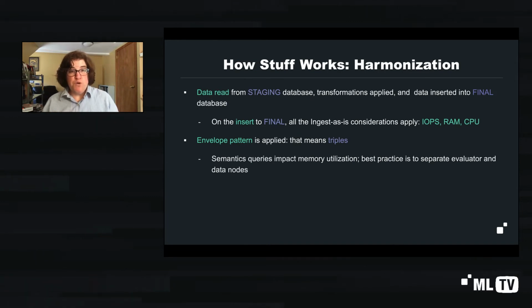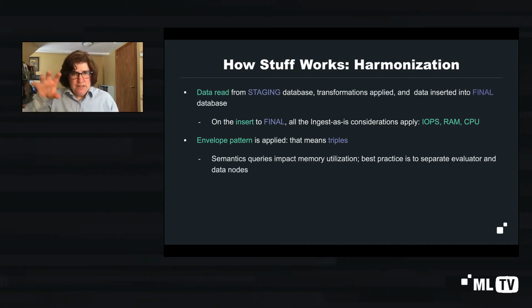All right, so moving on from that ingest into taking the as-is data and making it curated data. The process of this we call harmonization, and basically what's happening here is we're reading data from the staging database. We're doing various things, applying transformations and steps, which we'll be talking about momentarily. And then the final data gets inserted into the final database. When you're running a harmonization flow, you're going to be inserting batches of data into that final database, and all the ingest as-is considerations apply.